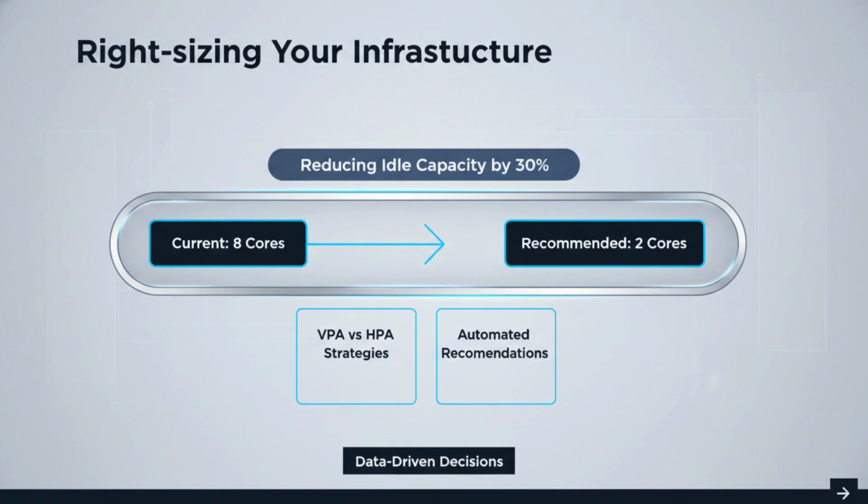The most powerful feature of open-source cost tools is automated recommendations. Kubecost doesn't just tell you what you're spending, it tells you how to spend less. It analyzes historical usage patterns and suggests exactly how much CPU and memory you should allocate to each pod. For example, it might find that a service currently using 8 cores only ever peaks at 1.5. By following the recommendation, you can reduce idle capacity by 30%.